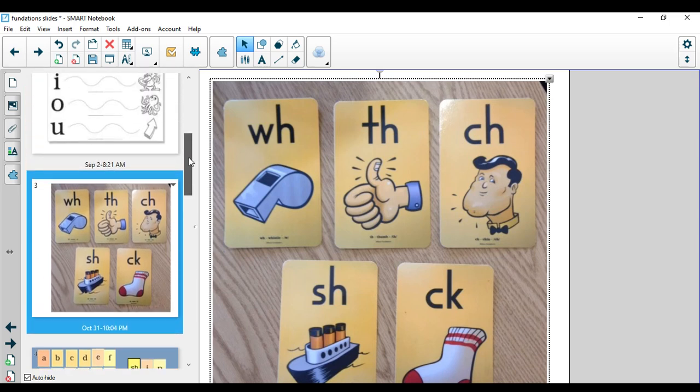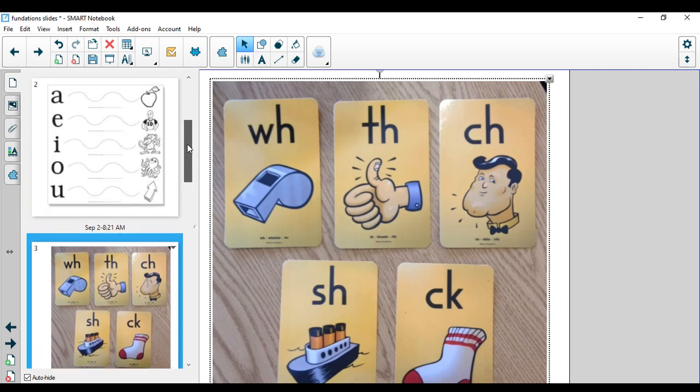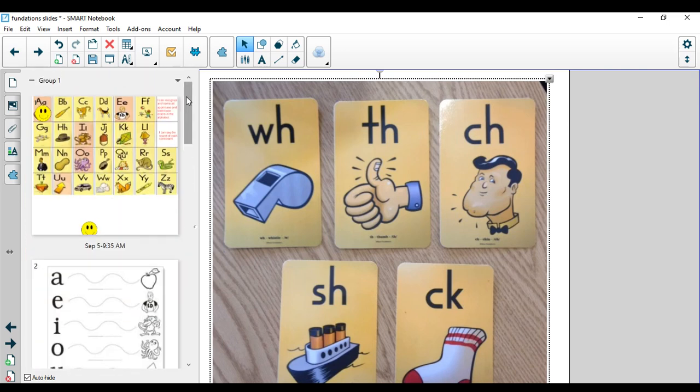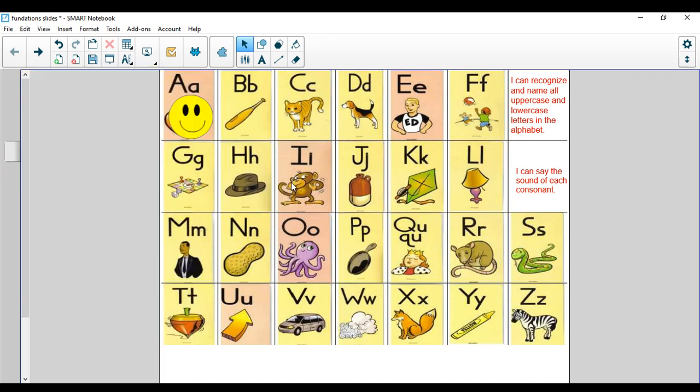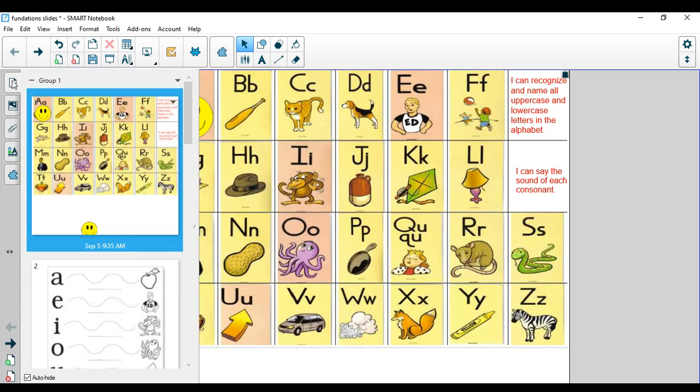Something else you can do each day is just go through your student notebook and make sure you're saying all of the sounds for added practice. Remember, the more we practice our sounds, the more we see them, the easier and more automatic our reading will be.